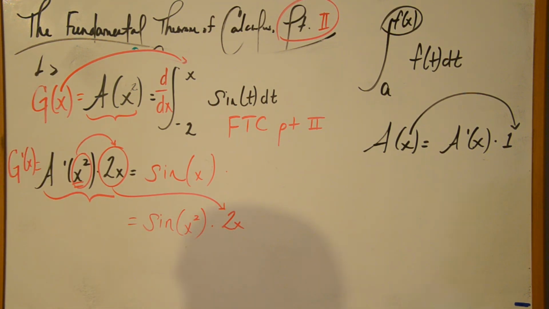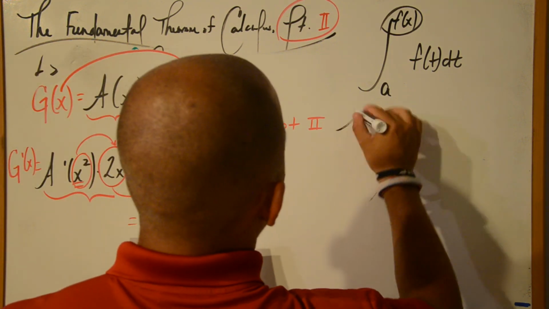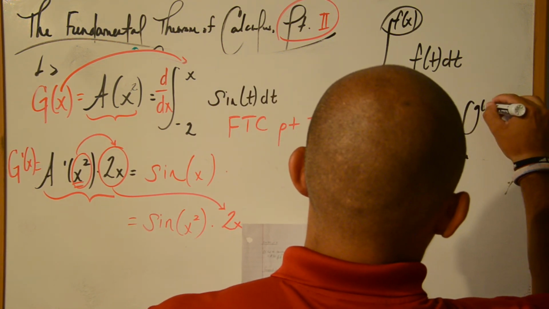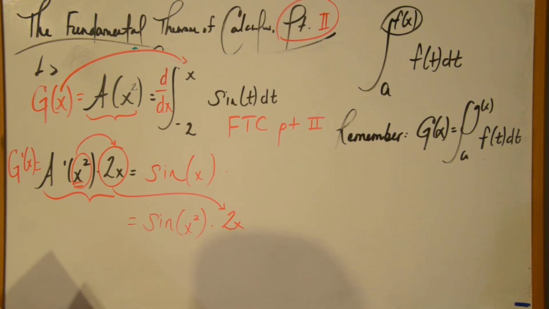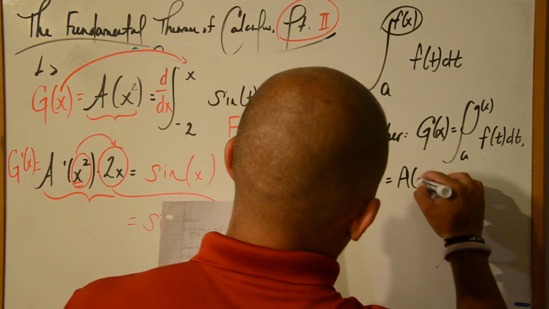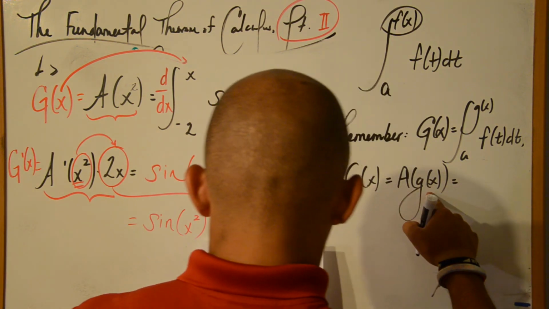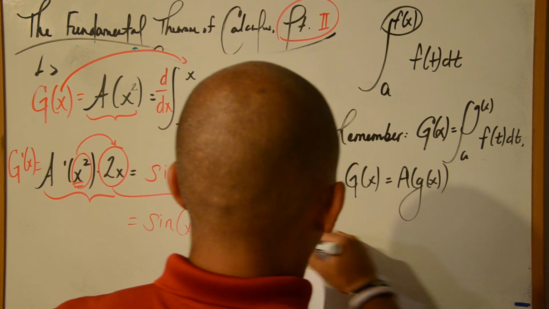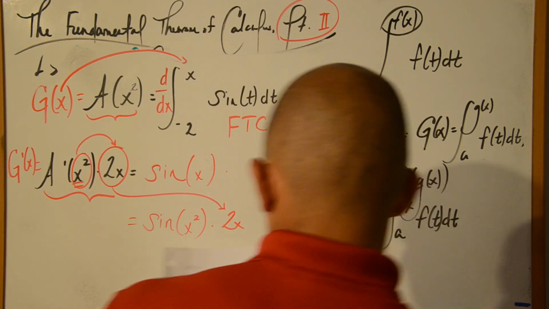So if we wanted to write this out, remember when your area function is defined with an upper limit or an upper bound that is a function, not x, we should really rewrite the area function using a composition of functions, where A of x is then equal to the integral from a to x of f of t dt.